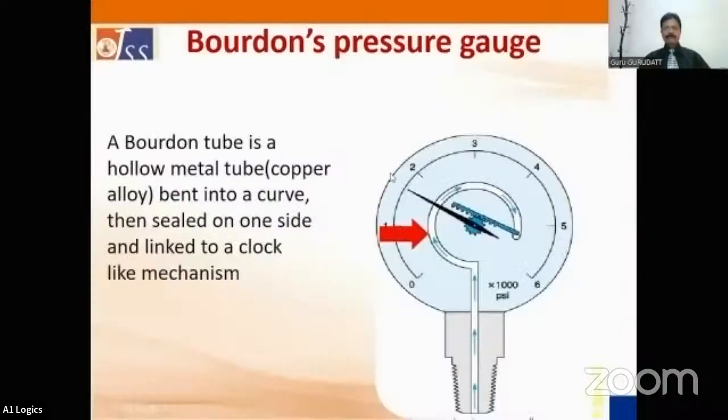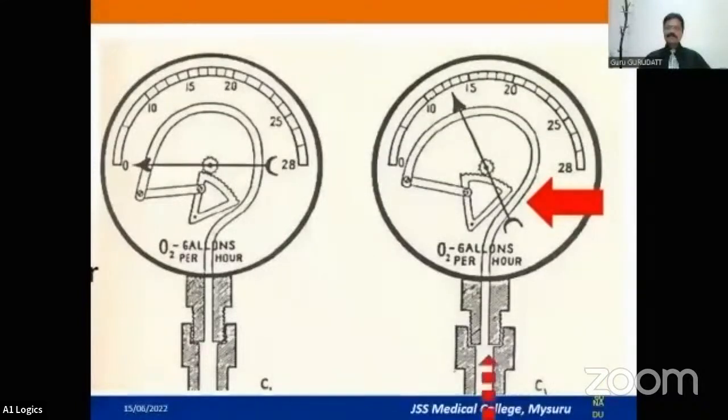These pressure gauges are called Bourdon's pressure gauges. Usually the Bourdon's pressure gauge will have a hollow metal tube made of copper. The tip of the metal tube is closed and it is connected through a clockwork mechanism to an indicator, which moves over the gauge. What happens is, once you open the cylinders, the gases start moving through the C-shaped hollow tube, and because of the pressure of the gases, the hollow tube starts straightening, and it moves the indicator over the gauge, and the pressure is shown here.